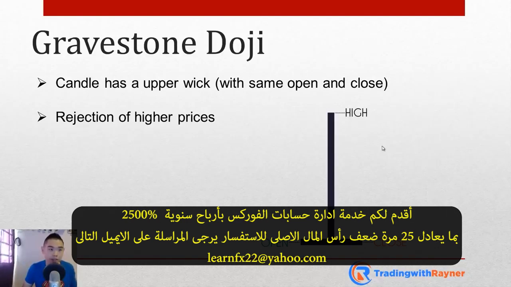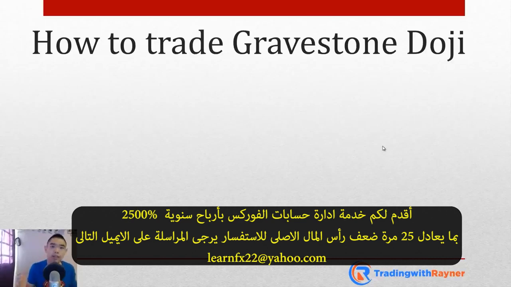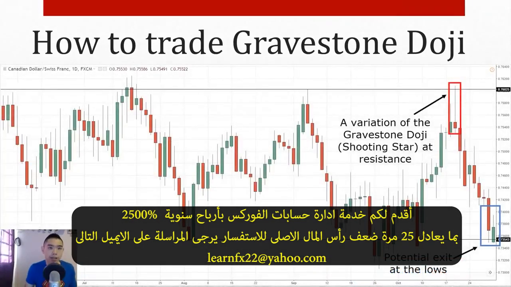in the FX markets. So how can you trade the Gravestone Doji? Since this is a rejection of higher prices, you want to look for confluence at levels where selling pressure could exist. For example, over here, this is an area of resistance, and over here you have a variation of the Gravestone Doji. You can see that the market rejected these higher prices and finally closed near the lows.